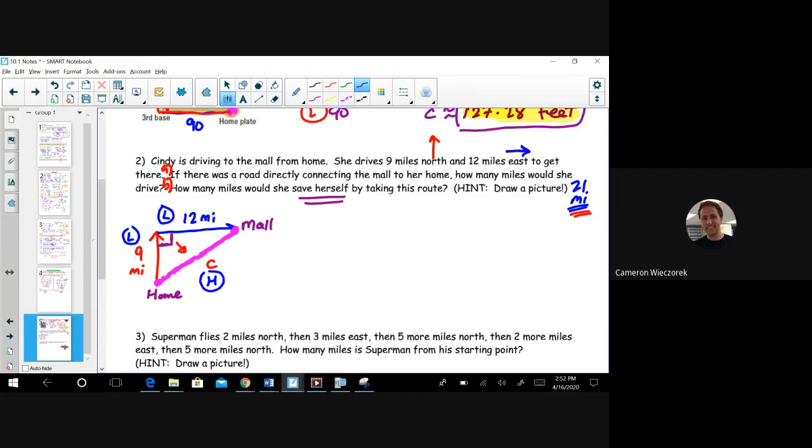So to find that pink distance, I'm just going to do Pythagorean theorem. So that's part A. How many miles would she drive along that pink road? 9 squared plus 12 squared equals C squared. So I get 81 plus 144 equals C squared. 225 equals C squared.